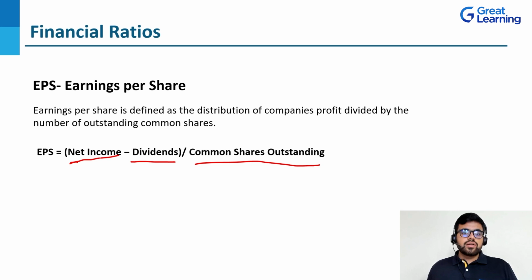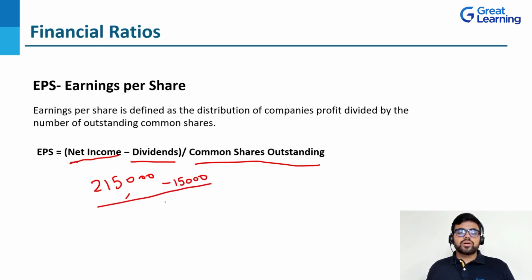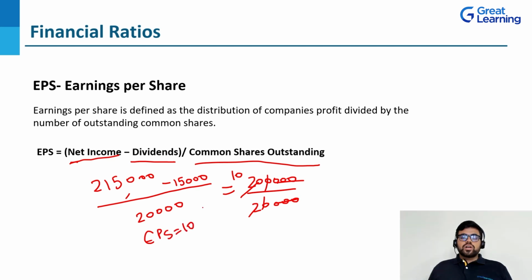Let's take an example. Let's say XYZ company's net income is 22 lakhs 15,000 rupees, and it has allotted 15,000 as dividend. Let's assume the total number of common shares would be 20,000. So if we calculate it, it would be 2 lakhs over 20,000. So EPS comes out to be 10 rupees. Now what does it mean?